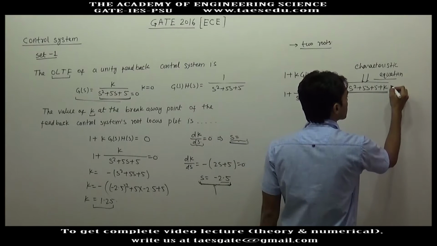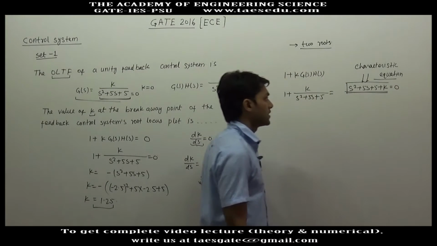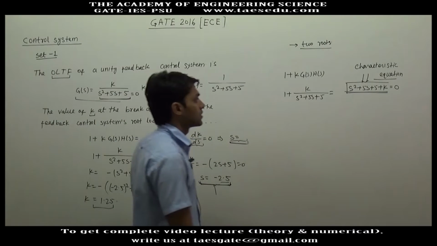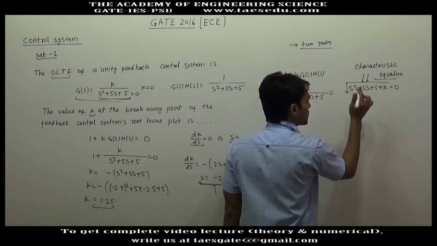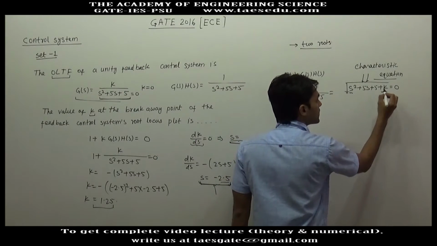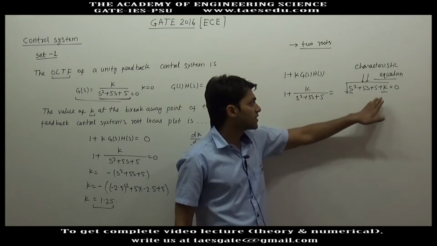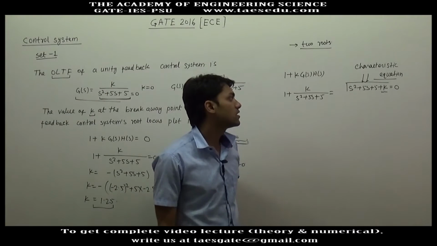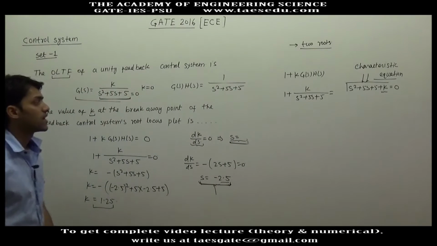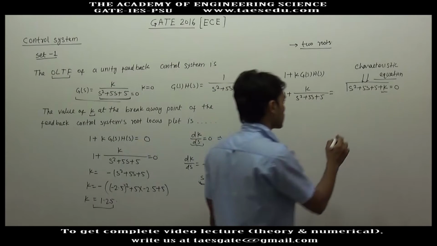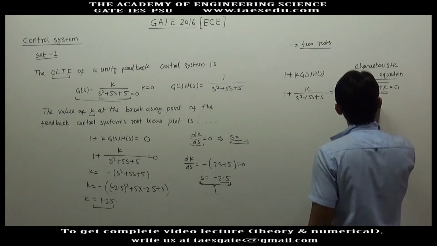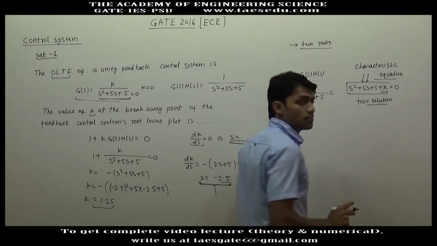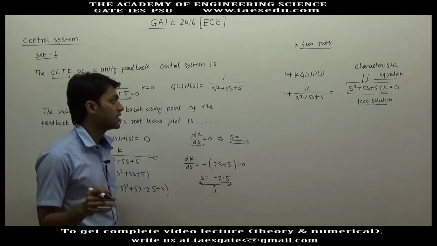To plot the root locus, we equate it to 0 and find the values of s that make this equation 0. We vary k, and the location of all these values of s makes the root locus. What will happen at the breakaway point? This is a second order equation, so you will have only two solutions. And we know that at the breakaway point the two roots will be equal.